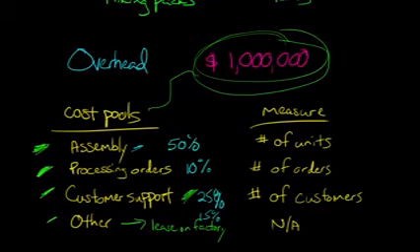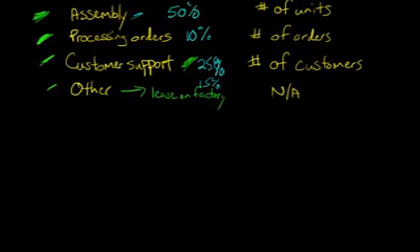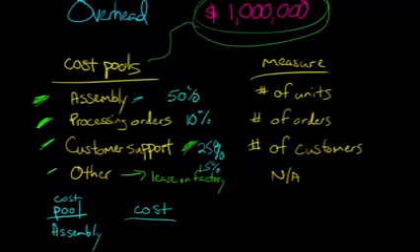I know this looks terrible penmanship here, so let me just scroll down and we'll make this a little better. So we've got assembly. Here's our pool, and now we need to know the cost that is going to end up in this cost pool. So we say, okay, we've got 50% goes to assembly, and we've got $1 million. So 50% of $1 million is $500,000, right?